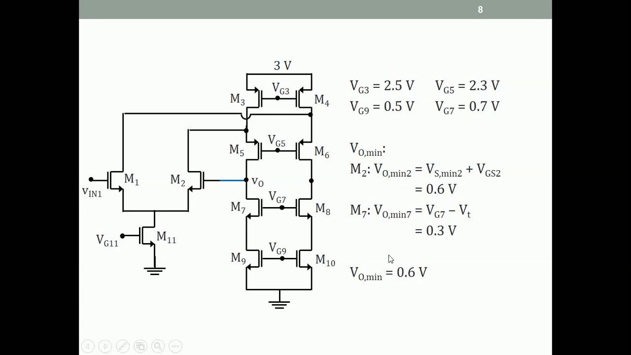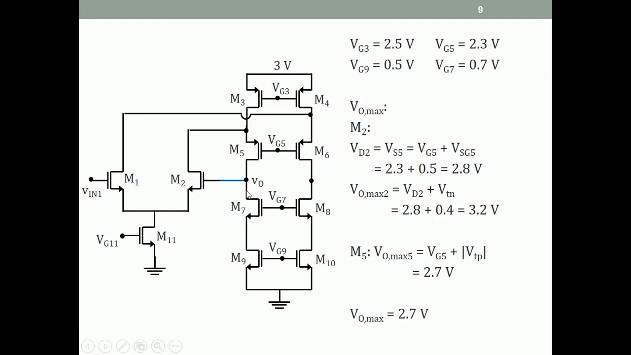So the VO min that must exist is 0.6 volts. Let's look at VO max. For VO max, what is the highest voltage that can exist at this node? We say, well, as VO increases, M5 may go into triode, or M2 may go into triode, because the gate voltage will become higher than Vd plus Vt.